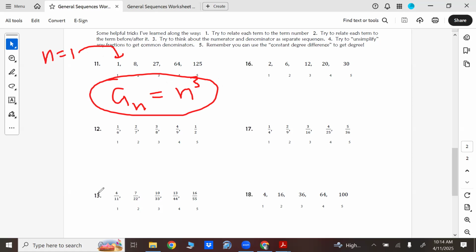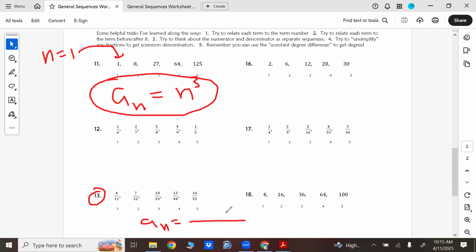Okay. Let's do one with a fraction. Ooh, let's look at 13. That's a good one. Okay, well, guys, what do you say for 13? 1 over n. Well, hold on a sec. What's the pattern for the numerator? Plus 3. What's the pattern for the denominator? Plus 11. Yes, good. So they march to their own beat.